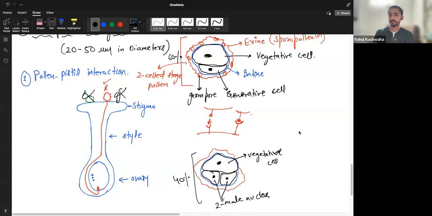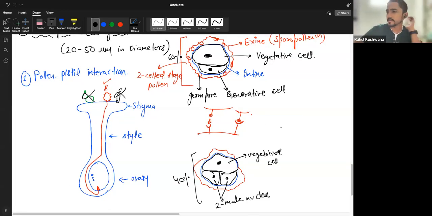Yes, Iram. Can you repeat this? Yes, sorry. Regardless of the stage at which pollens are shed, almost all angiosperms have two male nucleus and one vegetative nucleus in a mature pollen which is ready to form a pollen tube.